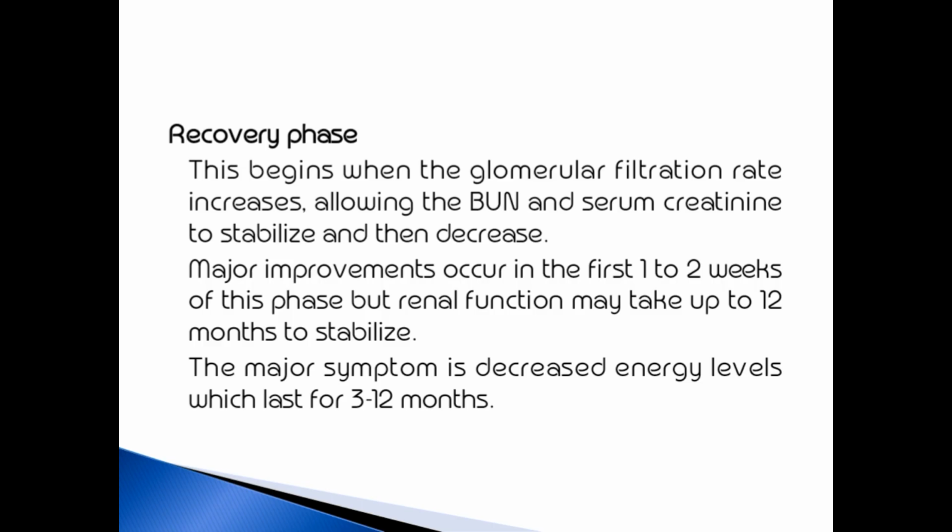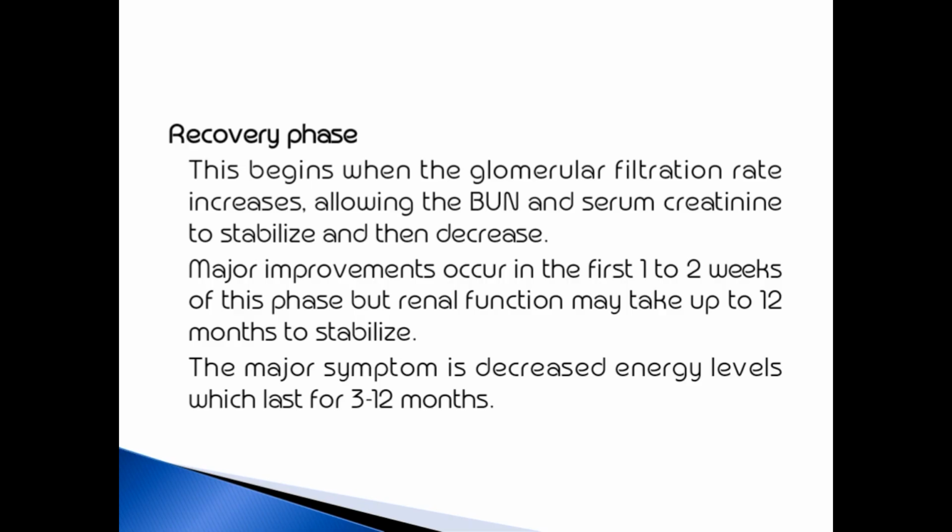The last phase that we talk about is the recovery phase, where the functioning of the kidney will start to stabilize. This begins when the glomerular filtration rate increases. The normal function of the glomerulus has stabilized, allowing the BUN and the serum creatinine to stabilize and then decrease. The major improvement occurs in the first 2 weeks of this phase, but renal function may take up to 12 months to stabilize.